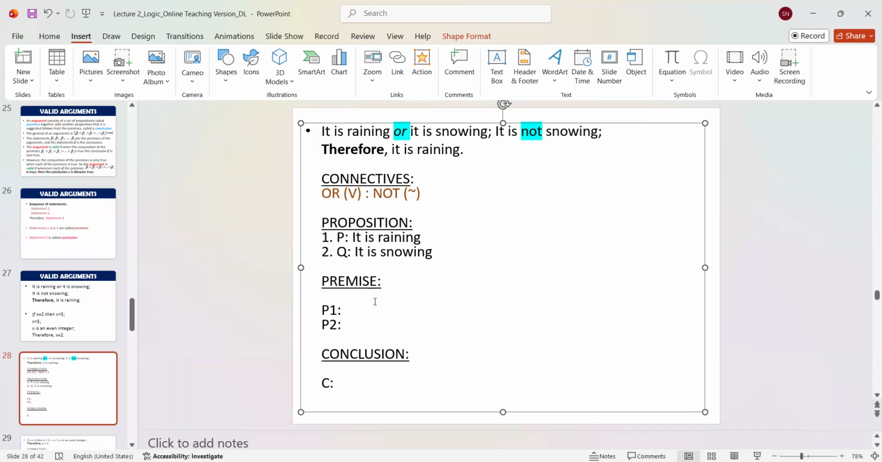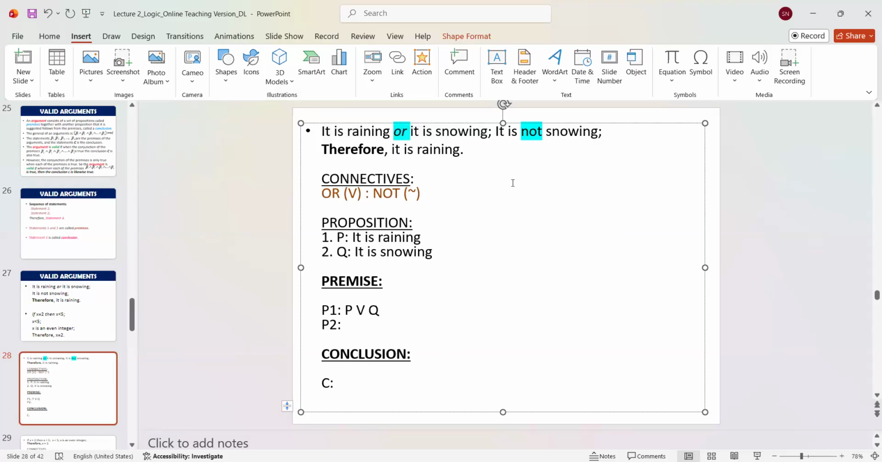Now that we are done, remember that I said for every question, you identify the premise and then you identify the conclusion. The premises are the beginning of a statement till you see a full stop. So from here all the way up to this is one premise. So if I call it P1, can you tell me what is joining it is raining to it is snowing? What connective is between them? Or. Exactly. So that gives you P or Q. So that is premise 1.